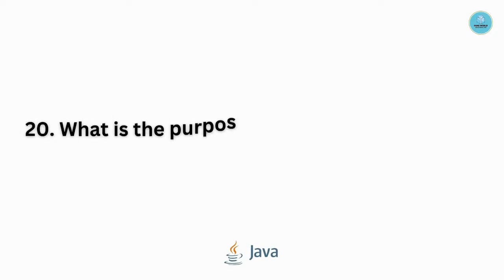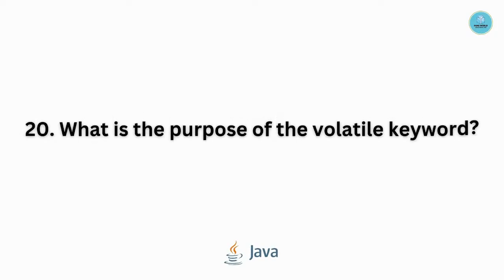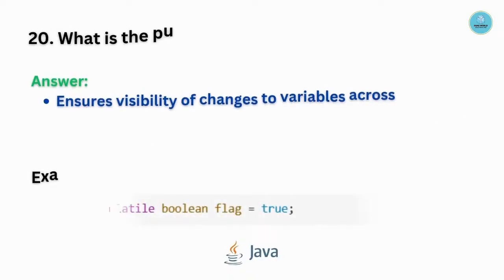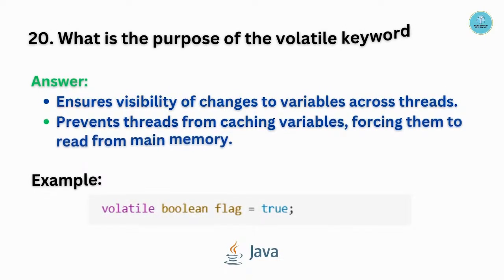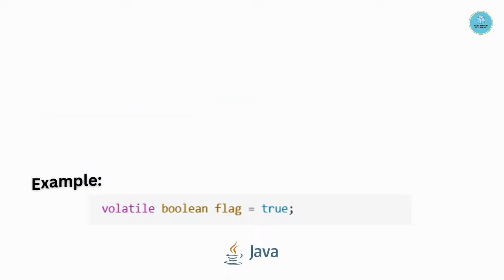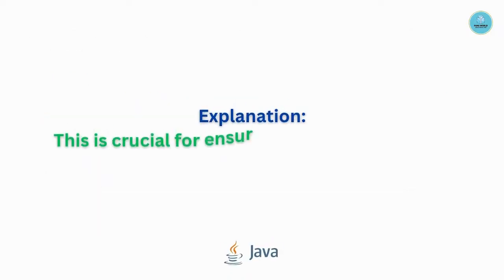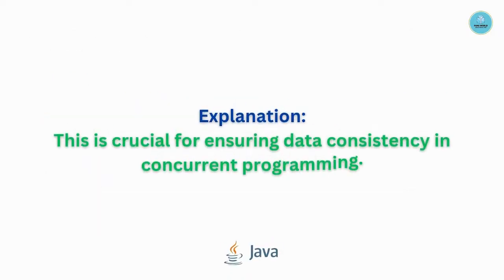Question number 20. What is the purpose of the volatile keyword? It ensures visibility of changes to variables across threads. It prevents threads from caching variables, forcing them to read from main memory. Example is as follows. This is crucial for ensuring data consistency in concurrent programming.